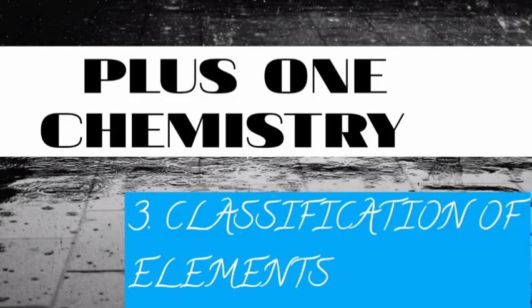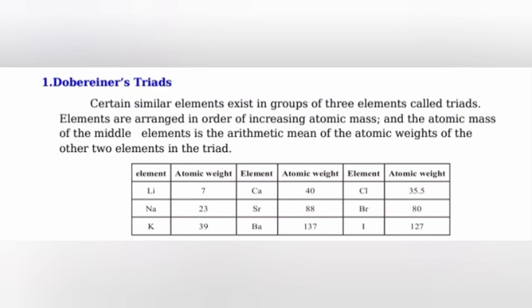Plus 1 Chemistry Chapter 3, Classification of Elements. 1. Döbereiner's triads. Certain similar elements exist in groups of 3 elements called triads. Elements are arranged in order of increasing atomic mass, and the atomic mass of the middle element is the arithmetic mean of the atomic weights of the other 2 elements in the triad.